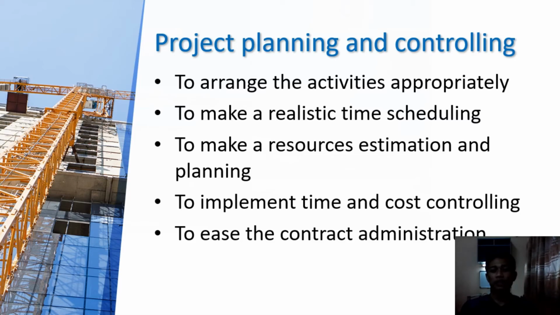Project planning and controlling. The objective of project planning and controlling is to arrange the activities appropriately. Second is to make a realistic time schedule. Next is to make a resources estimation and planning. And then is to implement time and cost controlling. And lastly is to ease the contract administration.